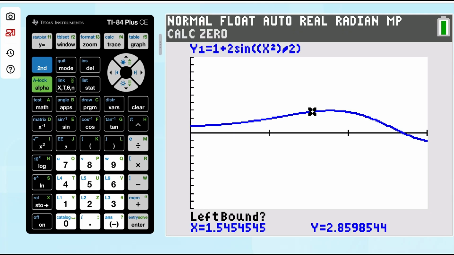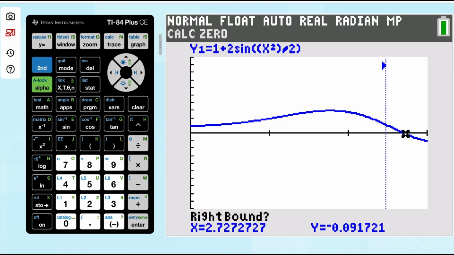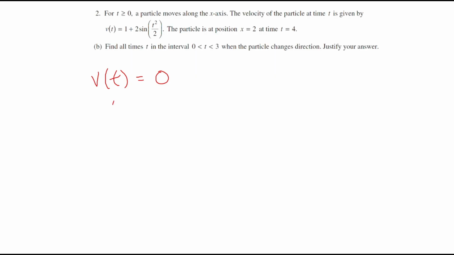And then it says left bound, so we're just going to make sure we're to the left of that intercept, and we'll just scroll over till we're pretty close to the x-intercept. Close enough. Hit enter. It'll say right bound. Scroll over till you're to the right. Hit enter. And it says guess, and you'll say enter again, and it'll give you 2.707468. So that's when this velocity is equal to 0.